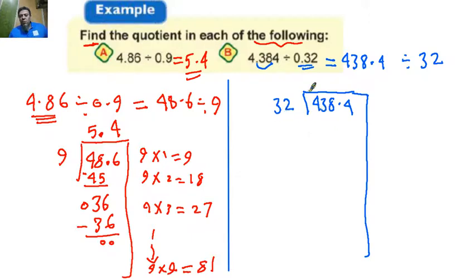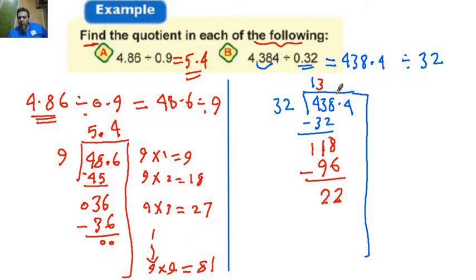43 divided by 32 equals 1. 1 times 32 equals 32. Subtract the two numbers, equals 11. Bring down 8, 118. The nearest number is 96. 96 comes from 3 times 32. Subtract the two numbers. 8 minus 6 is 2. 11 minus 9 equals 2.